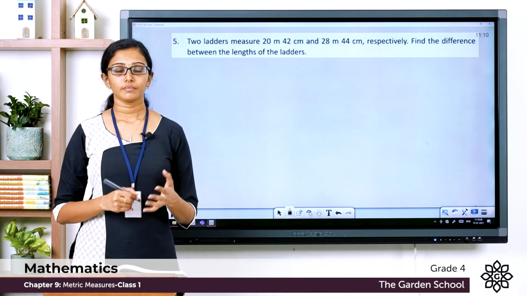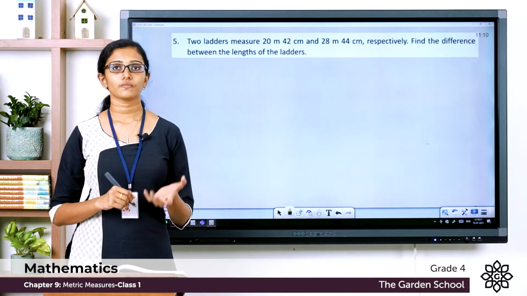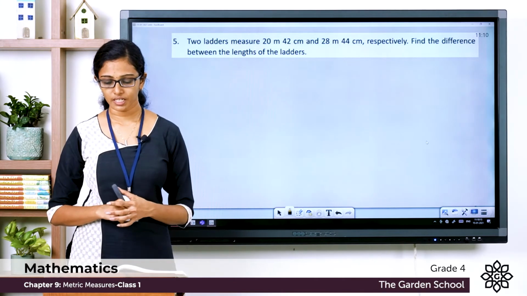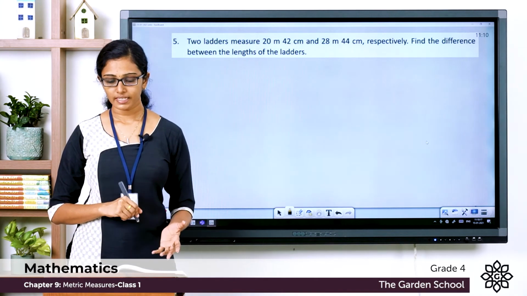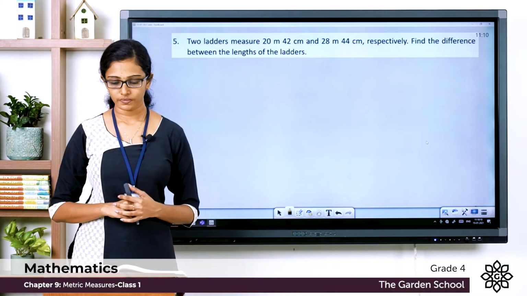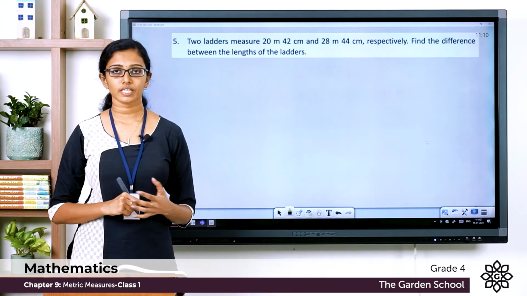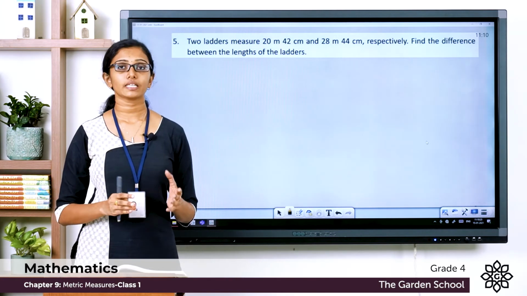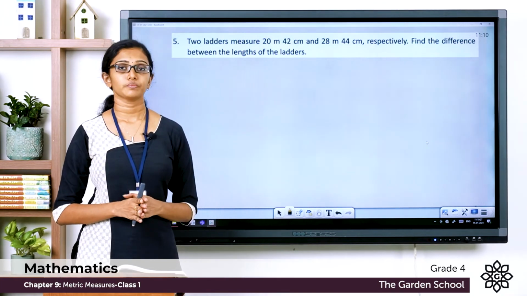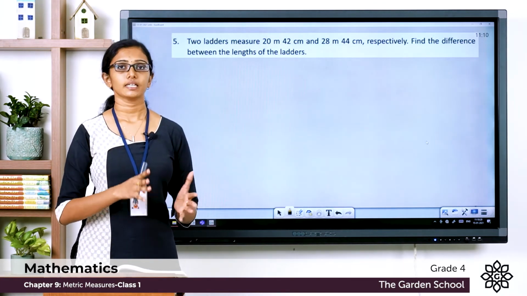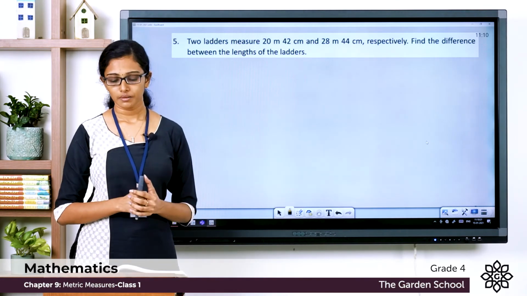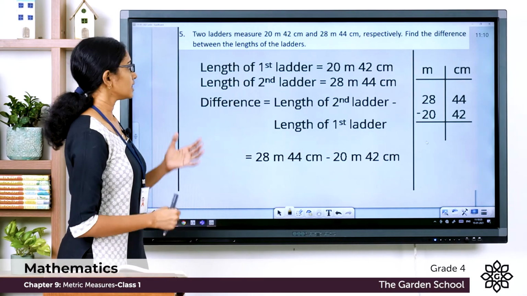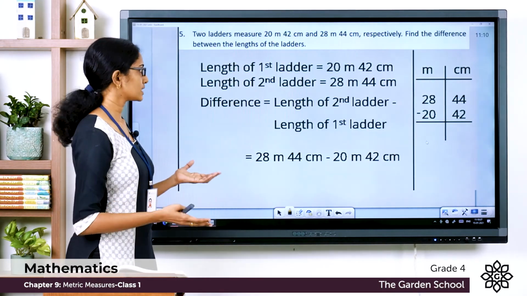2 ladders measure 20 meter 42 centimeter and 28 meter 44 centimeter respectively. Find the difference between the lengths of the ladders. So what is given? You are given the measurement of 2 ladders. You have to find the difference between the lengths, which means you have to subtract the smaller length from the bigger length. So which is the bigger length here? It is the length of the second ladder. So let's see the steps.